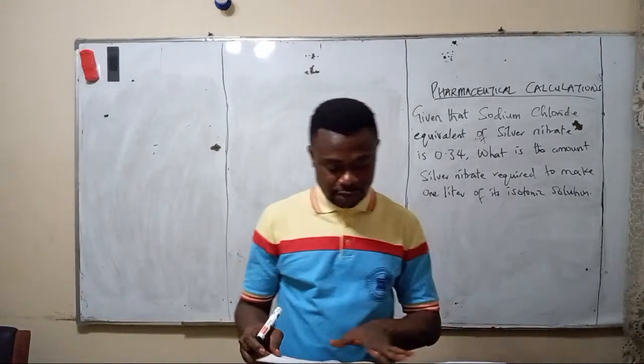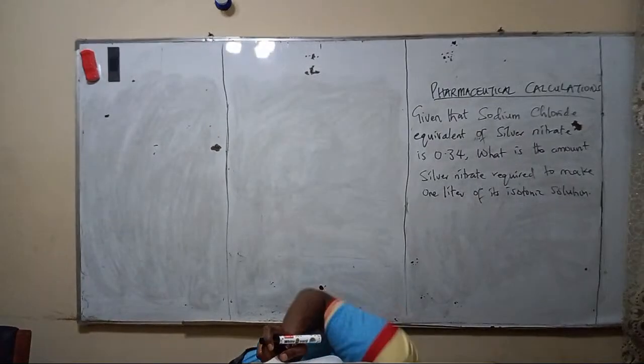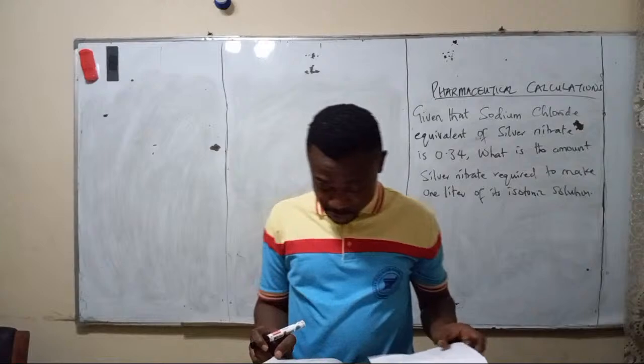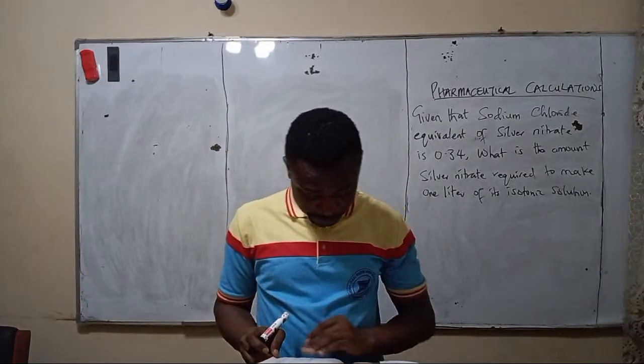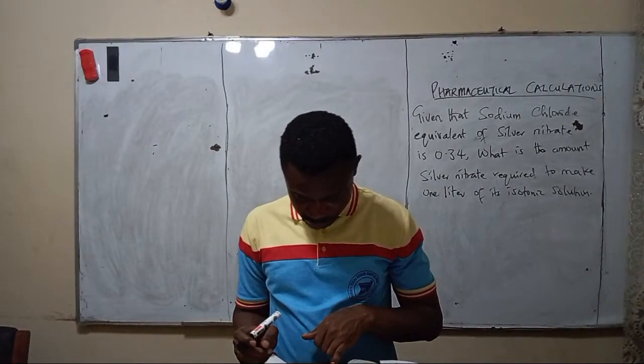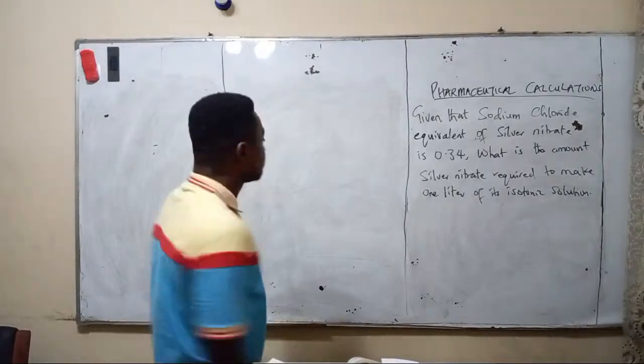Silver nitrate, sodium chloride equivalent. Let's see. This is actually 0.34. Okay, let's leave it as 0.34.